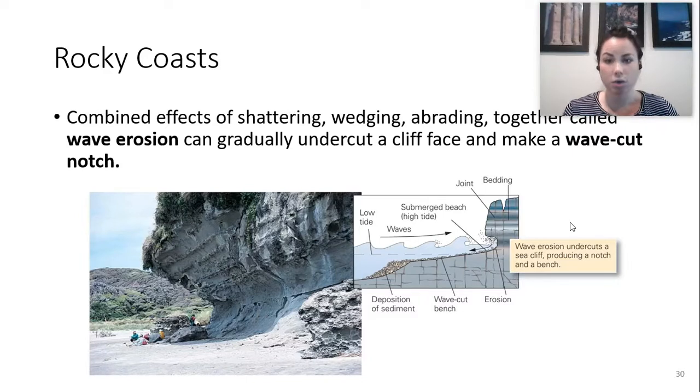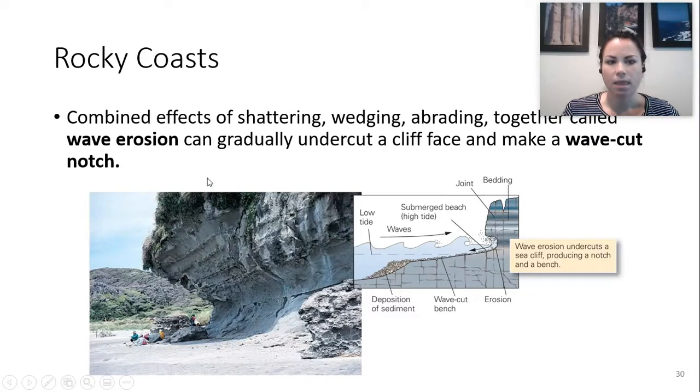What about a rocky coast? This is where we have a combined effect of wedging or abrasion and basically a wave erosion that cuts a notch into the coastline. So where we see beaches being formed, that's a sign of deposition, but we also see lots of erosion due to waves. And so as a wave approaches a coastline, it can create these notches and it basically cuts out a coastline.